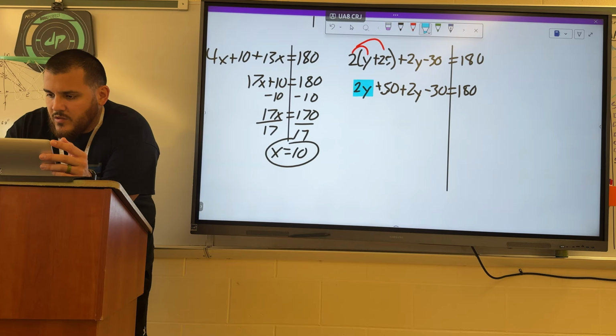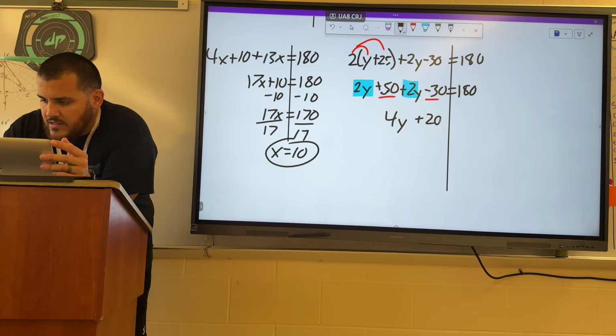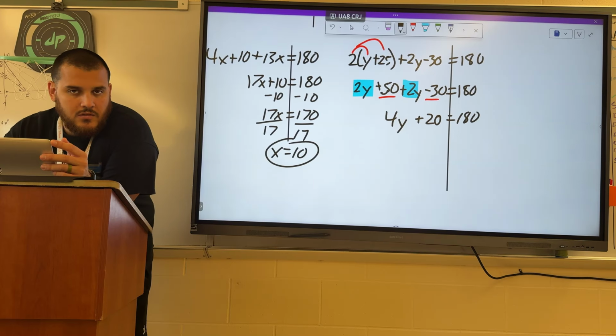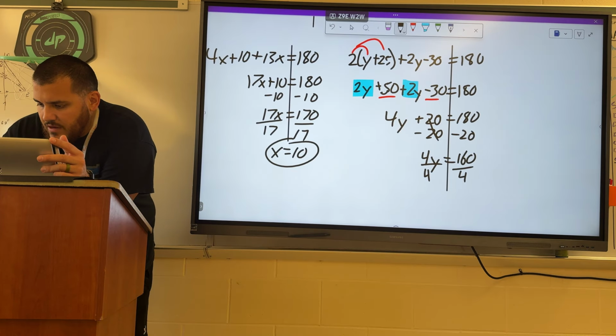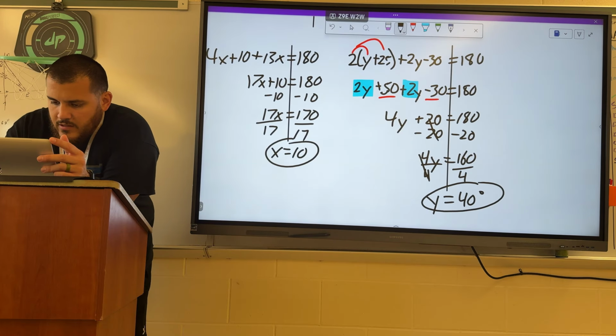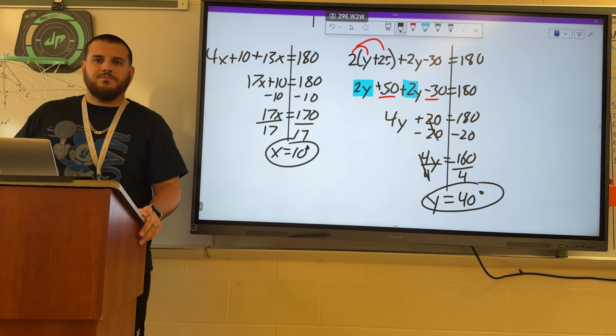So we have like terms, 2y plus 2y gives me 4y's. We have positive 50 minus 30, that leaves me with positive 20 after combining those. I get 4y alone by subtracting 20 from both sides, and it gives me 4y equals 160. Then I can divide both sides by 4 to get y equals 40 degrees in this example.